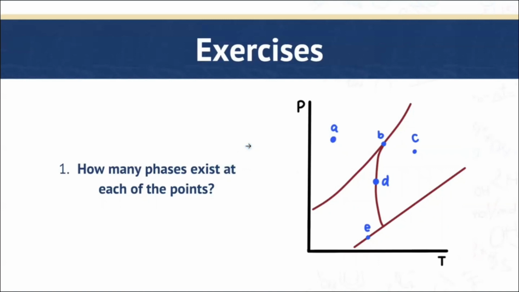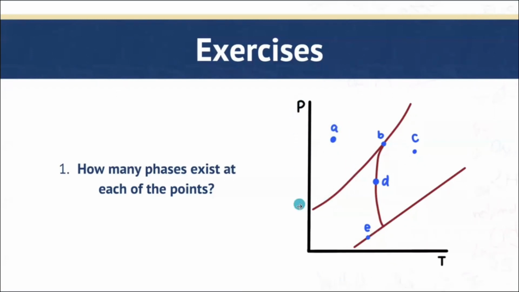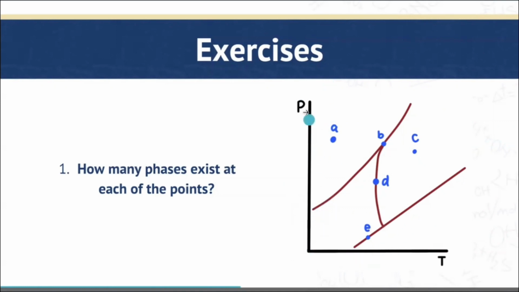Ayan, moving on, proceed na tayo sa ating exercises. So first, how many phases exist at each of the points? So take note lang, need natin maalala, P versus T ito. So single component tong system na to, unlike sa binary system natin, which is yung parameter dapat versus yung mole fraction. Yan yung distinguishable between those.